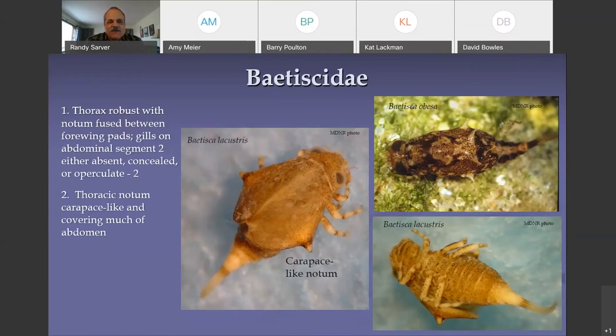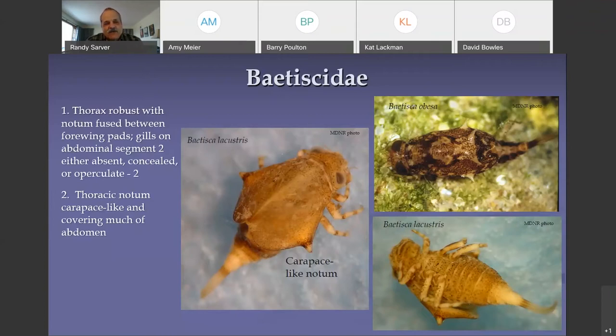So if you look at that key, that number one characteristic, the gills on abdominal segment two would be covered. You can't even see abdominal segment two unless you look underneath the notum. So that character works, but you have to know where to look for the gills.